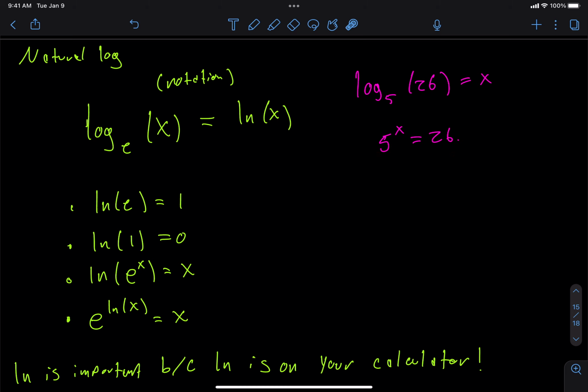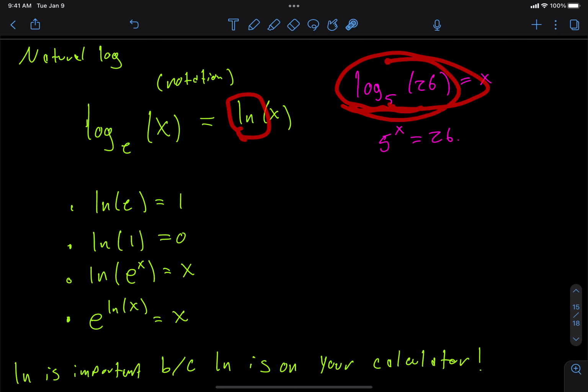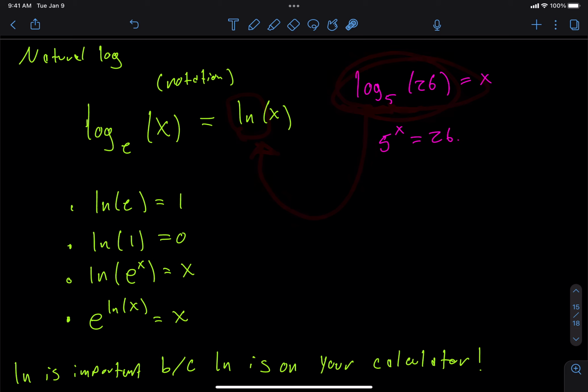So the way that we're actually going to evaluate this is, well, it'd be nice if we could just type in our calculator log 5 of 26, and it would tell us what that number is. But most calculators don't have that button. They just have an ln button. So we're going to see how to reformulate this problem in terms of natural logs so that you can plug it in on your calculator and get the answer. Okay, so that's where we're going.